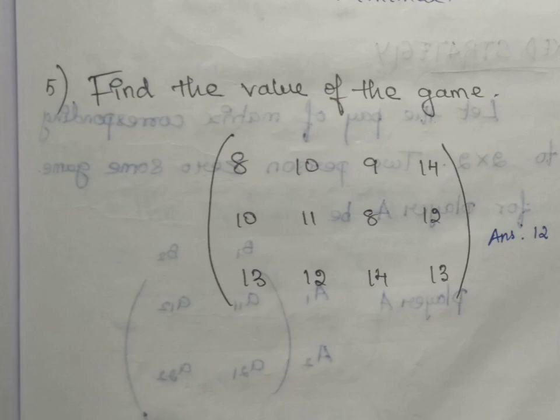So in the next class, we have to see the game without saddle point. Without saddle point means maximin is not equal to minimax. Both are not equal means we have to come with the mixed strategy formula. So we will see in the next class.